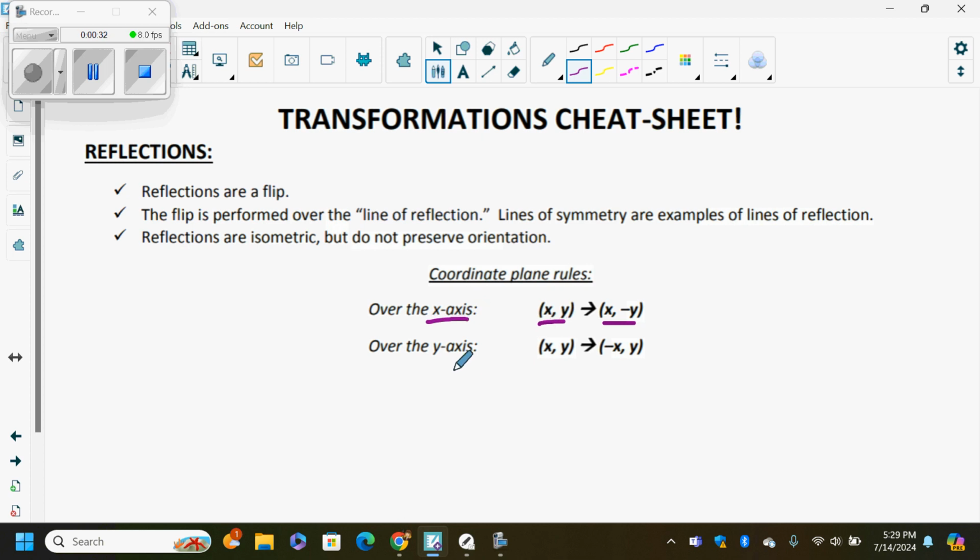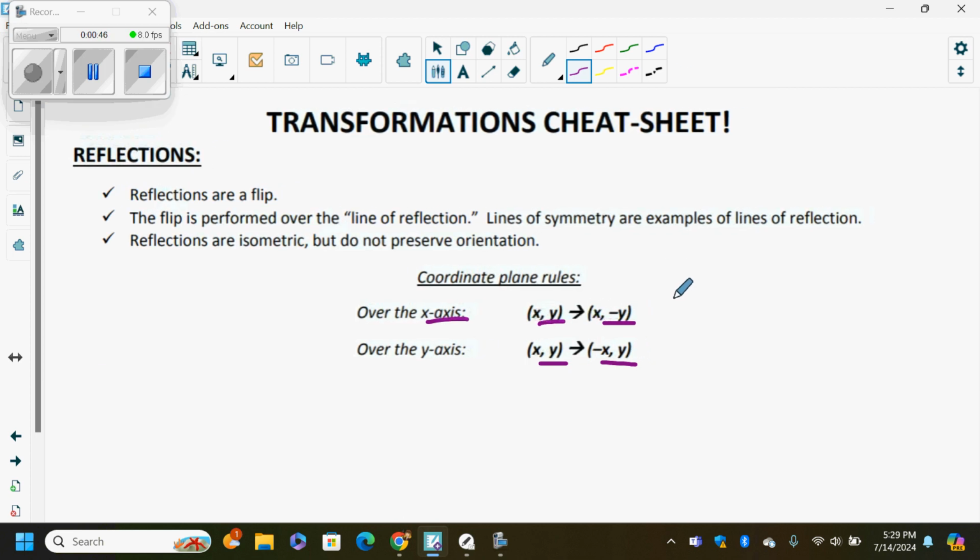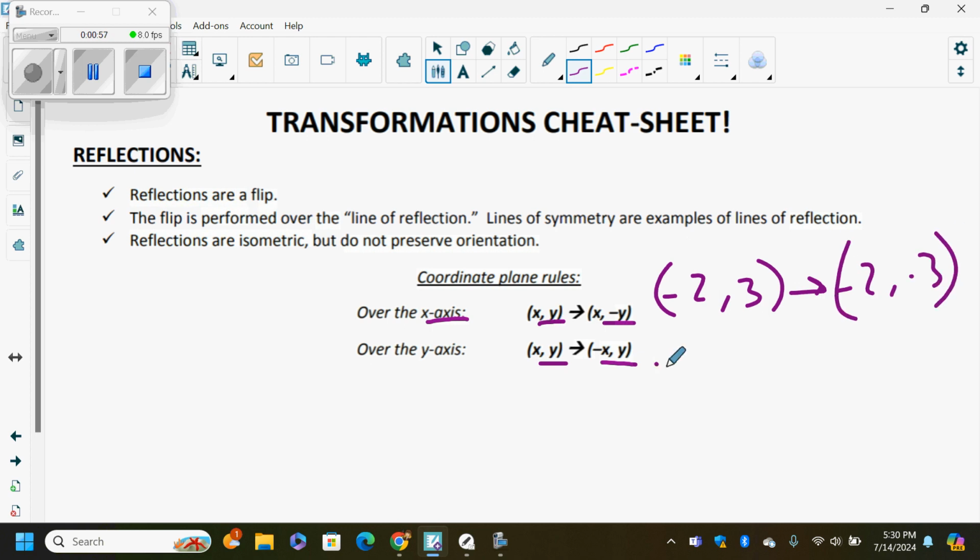When you flip it over the y-axis, it starts out as (x, y), and then it changes to (-x, y). So that x becomes the opposite. For example, if my ordered pair was (-2, 3) and I wanted to flip it over the x-axis, it would be (-2, -3). If I wanted to flip it over the y-axis, it would become (2, 3).